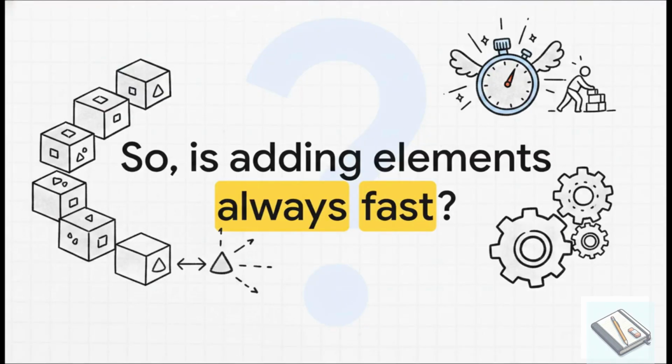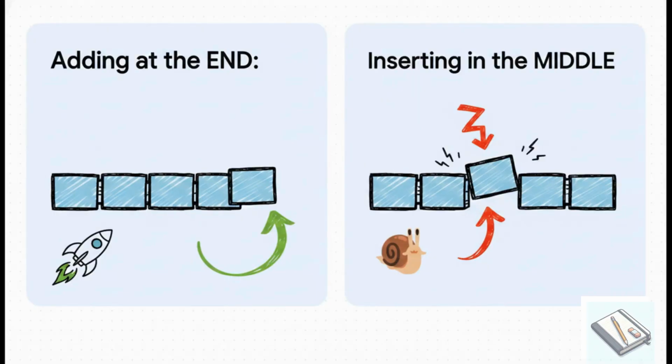With all this resizing and copying potentially happening in the background, is adding an element to an ArrayList always a fast operation? The answer? A classic, it depends. And it all depends on where you're adding that element. Sticking something on the end, super fast. Most of the time there's an empty slot waiting. We call this an amortized constant time, or O(1) operation. But trying to wedge an element into the middle? That's a completely different story. To make room, you have to shift every single element after it one spot to the right.